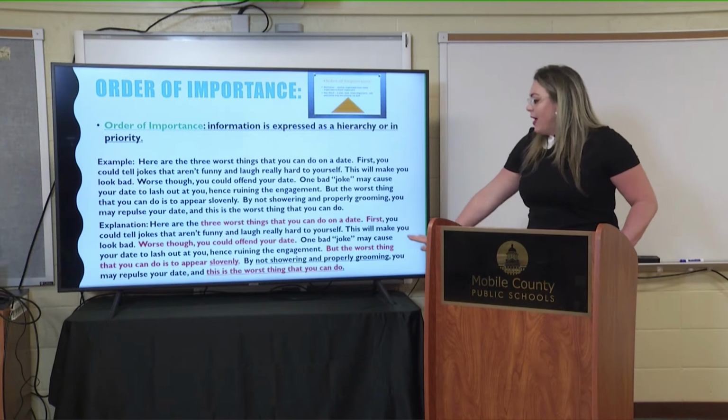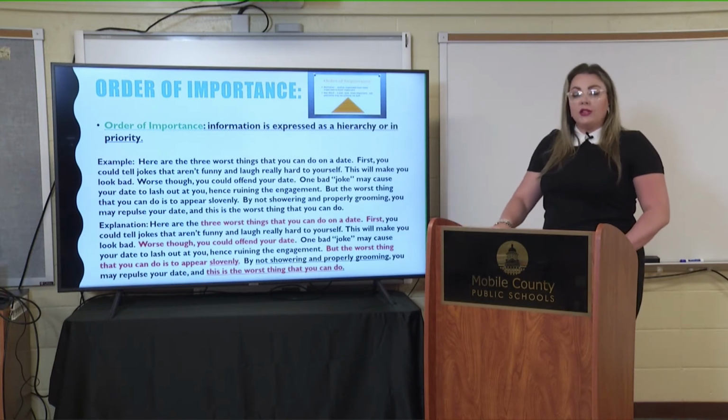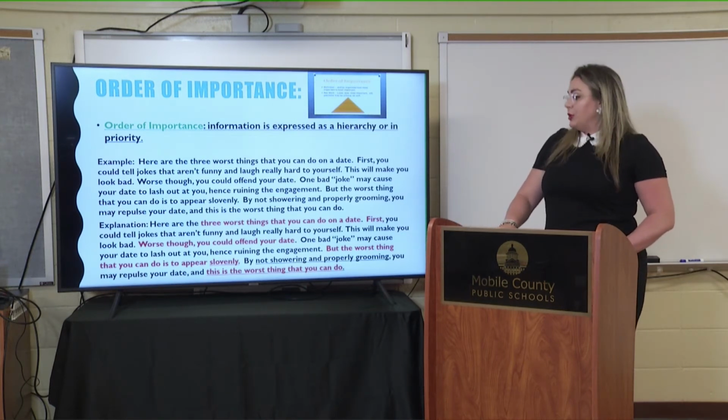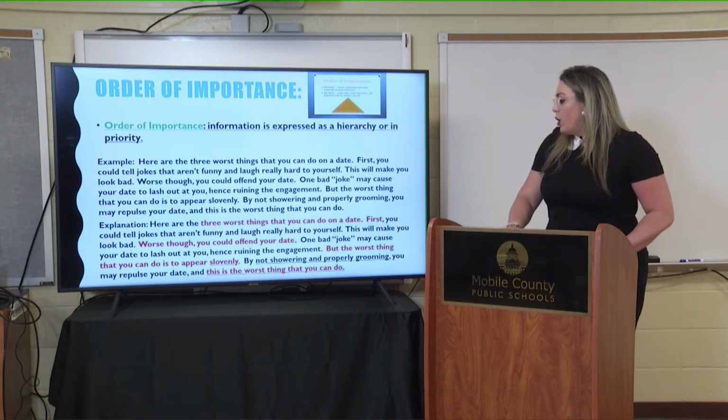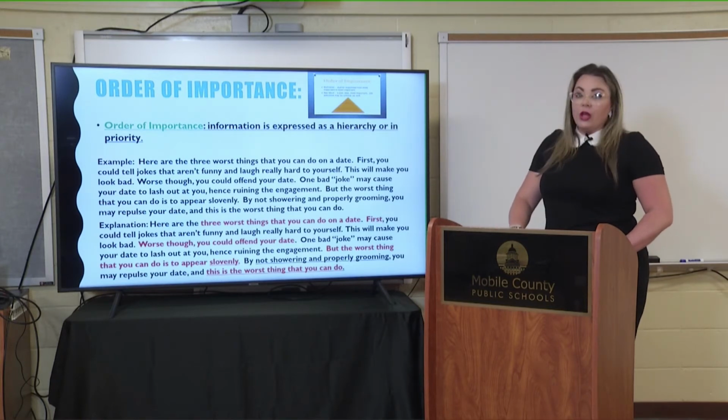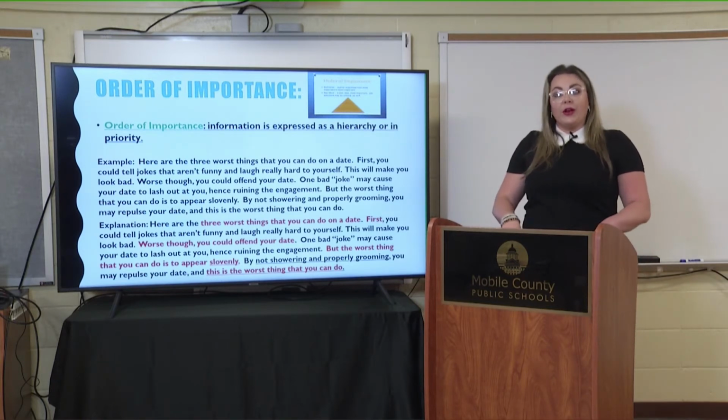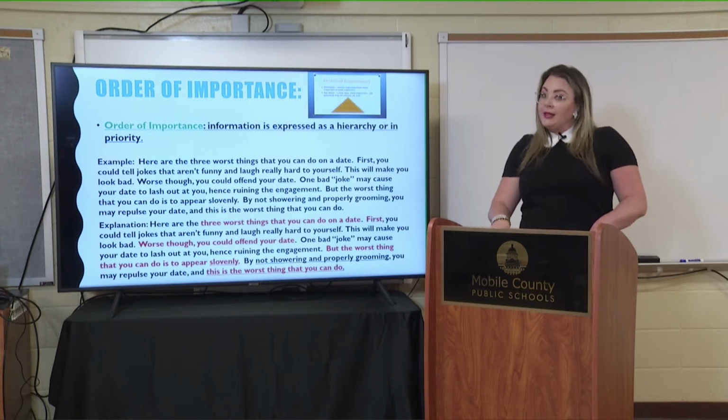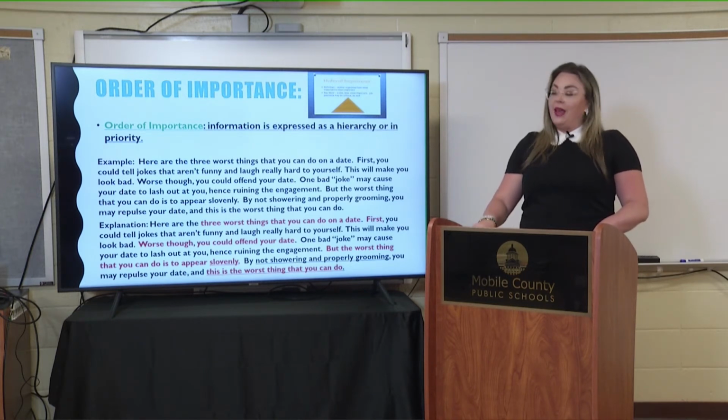The last piece of evidence kind of seals the deal and lets us know that we're correct about our assumption. It says, this is the worst thing that you can do. So there is an order of importance here. Showing up slovenly to a date is the worst absolute thing. We definitely have an order of importance here.